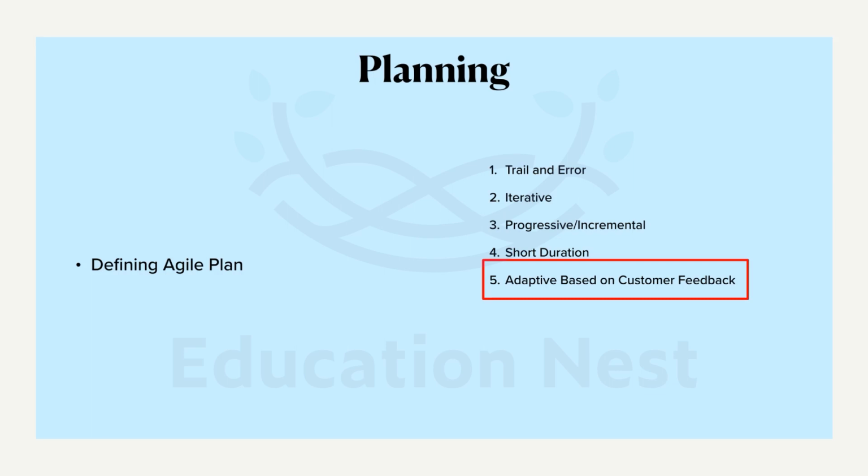If this feedback is received at the very beginning, only these 2 weeks of work are affected. Imagine the complete project being affected versus only 2 weeks of work getting affected. So this is an important feature of planning. It has to be always adaptive, and it has to be based on customer feedback.